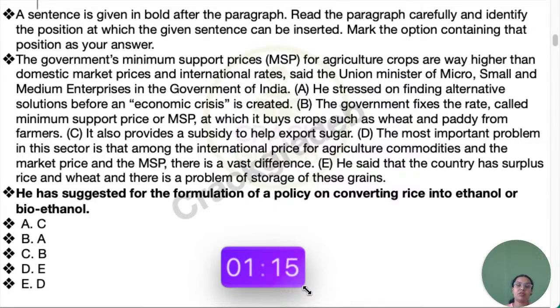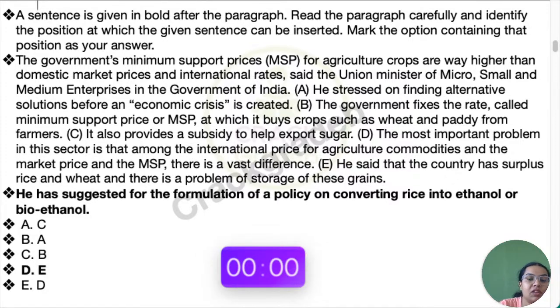Pattern is same as earlier. The right place to put this sentence is E, that is option number D.